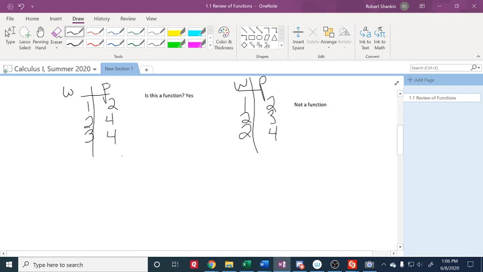Sure. Let's put a quick graph of this situation over here. When you have the input of 1, you have the output of 2. When you have the input of 2, you have the output of 4.